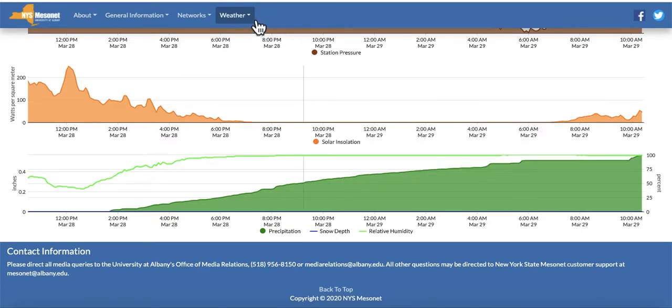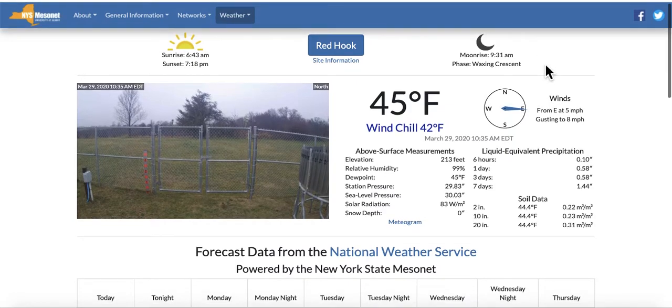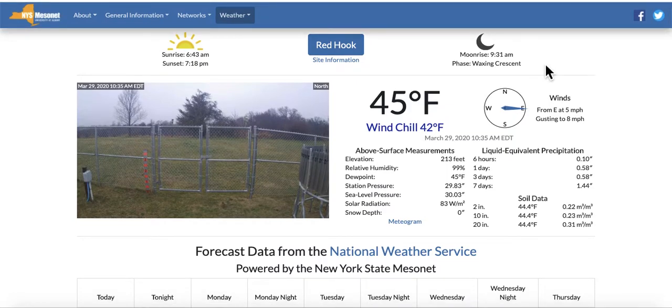So those are the past weather data, and it will give you your past 24 hours. Now let's look at the current data. If you go to weather and current data, you'll get information on sunrise and sunset times, moonrise, moonset, and the phase of the moon. Those will become important when we do astronomy.